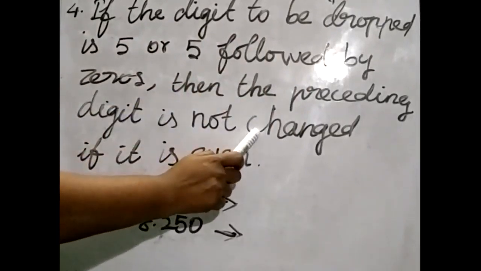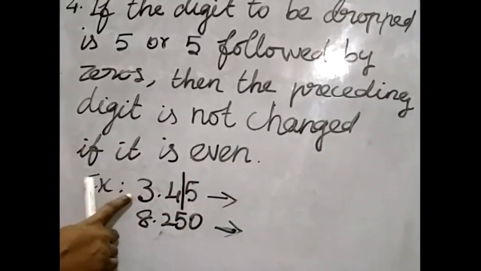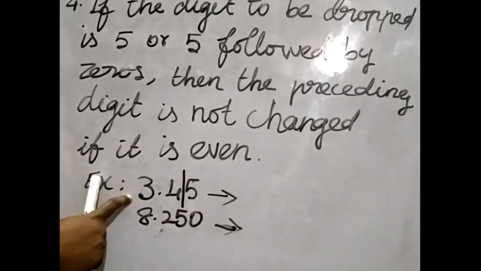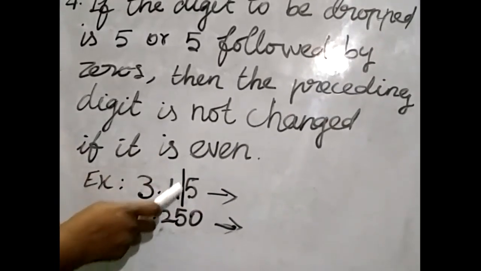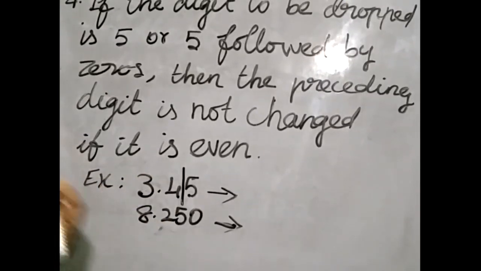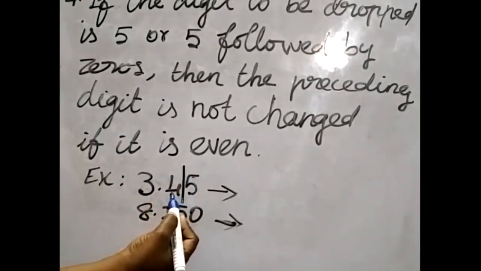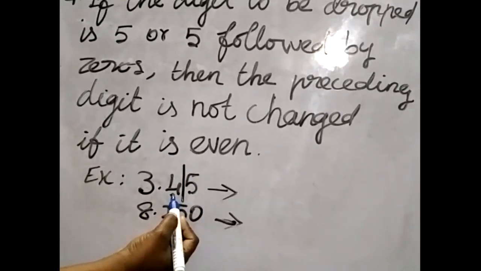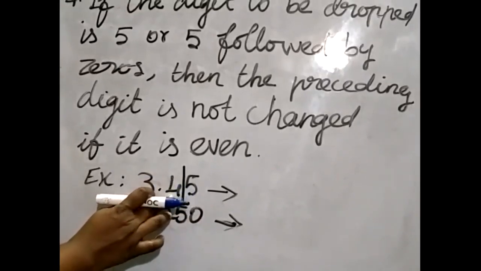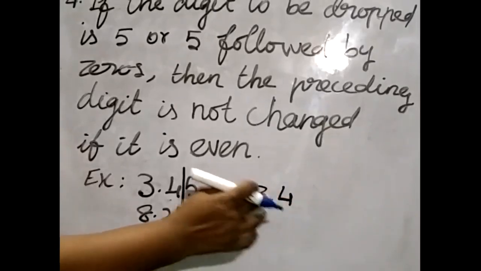If the digit to be dropped is 5 or 5 followed by zeros, then the preceding digit is not changed if it is even. This one is the condition. Here we have one example, 3.45. Here we have a 3-digit number. Now we are going to round off this into a 2-digit number. Here the digit to be dropped is 5. So look at the preceding digit 4, whether it is odd or even. If it is even, here 4 is the even number, so the preceding digit will be unchanged. Here the rounded number is 3.4.